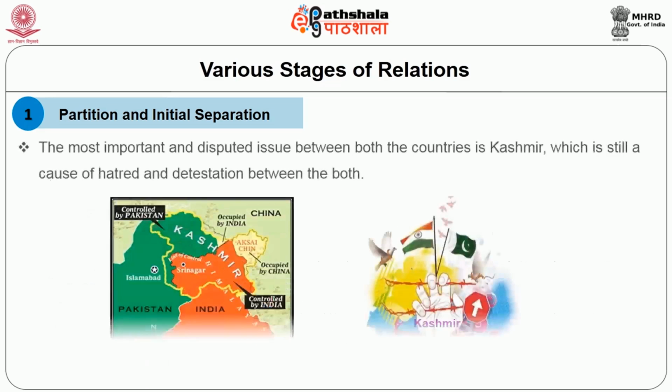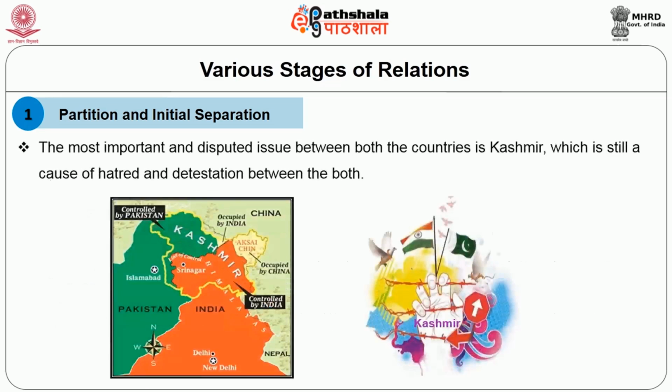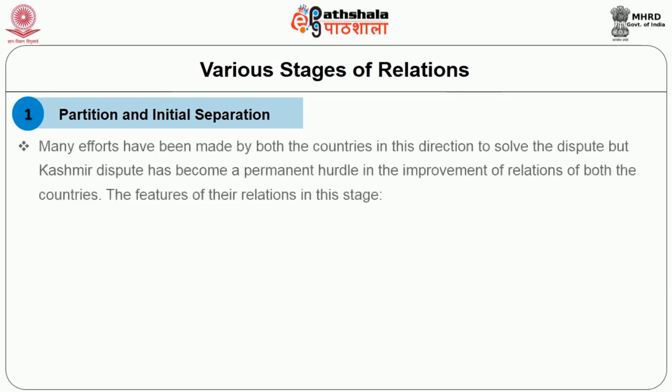The most important and disputed issue between both the countries is Kashmir, which is still a cause of hatred and detestation between the two. Since then, many efforts have been made by both the countries in this direction to solve the dispute, but the Kashmir dispute has become a permanent hurdle in the improvement of relations of both the countries. The following have been the features of their relations in this stage.